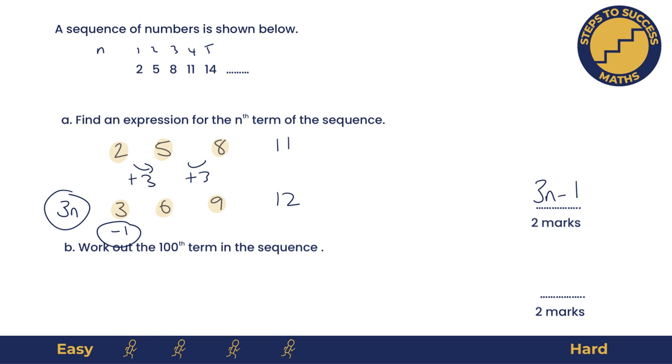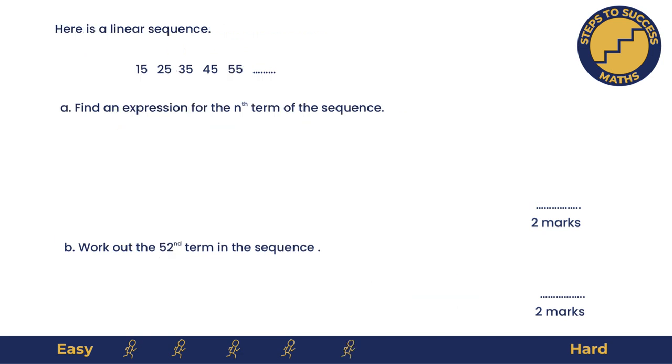And we can use this to answer part B. Work out the 100th term in the sequence. So when n is equal to 100. 3 times 100 take away 1. 300 take away 1 is 299.